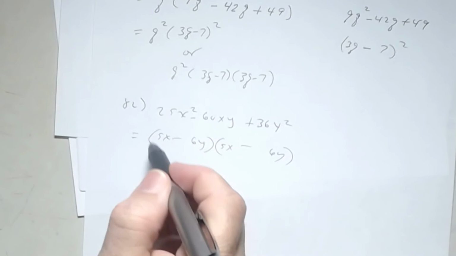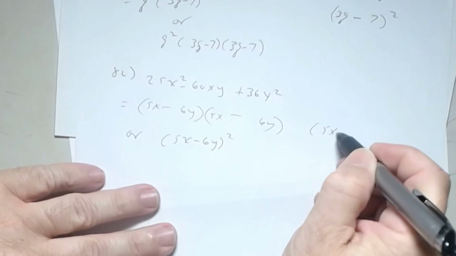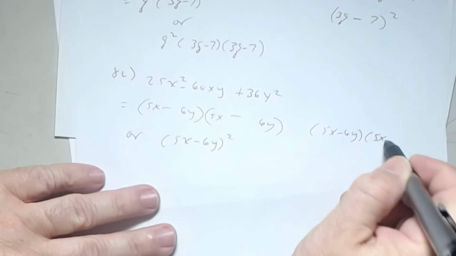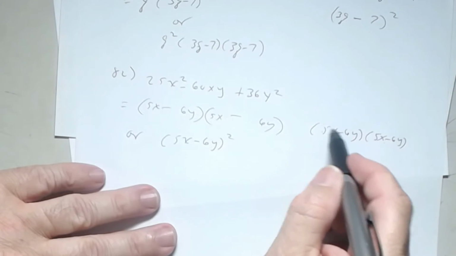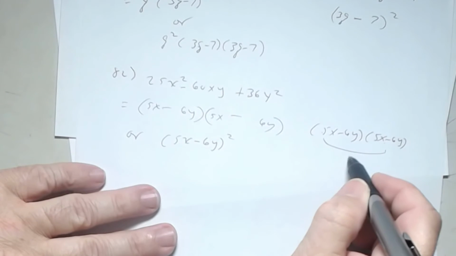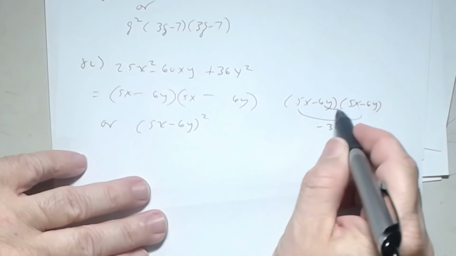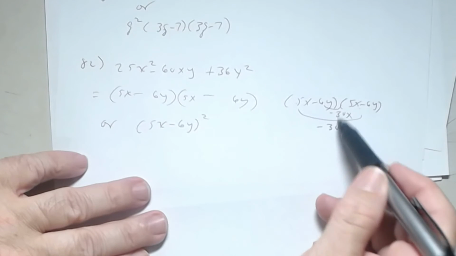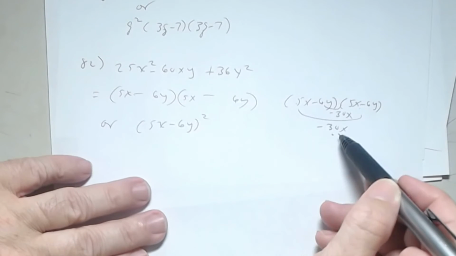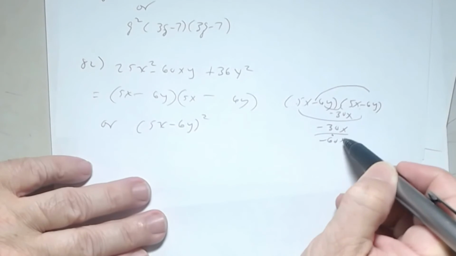Right. So you can have this as the answer, or you can say 5x minus 6y squared. Now again, before you go on, just make sure you check this. First times first was 5x times 5x, 25x squared. And then the outer is negative 30xy. The inner is also negative 30xy. Now remember, the binomials are the same, so the outer and the inner have to be the same. What's a negative 6y times a negative 6y? 36y squared. Right, and that's what you wanted.